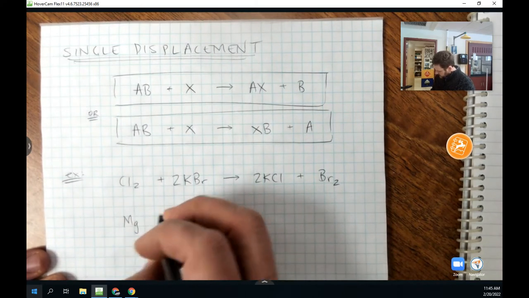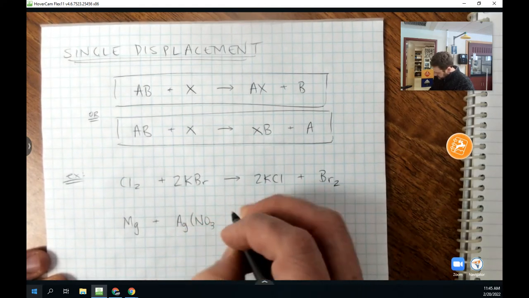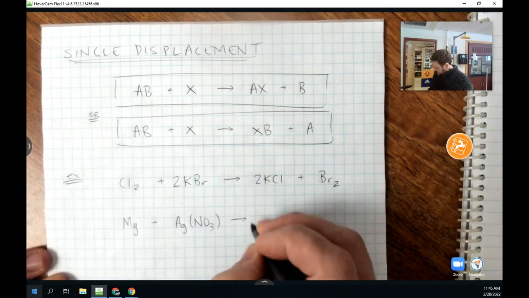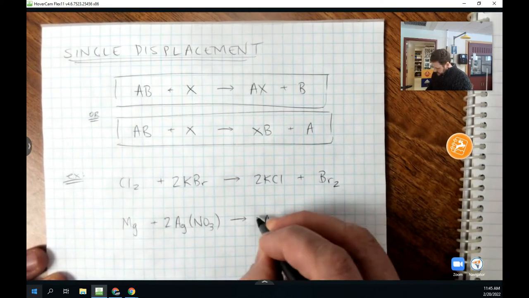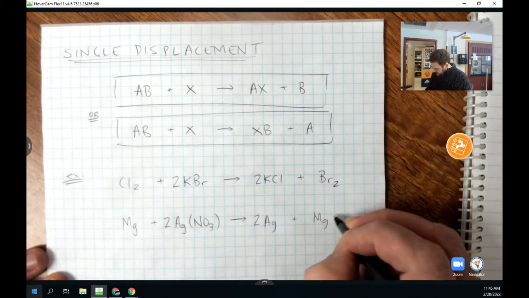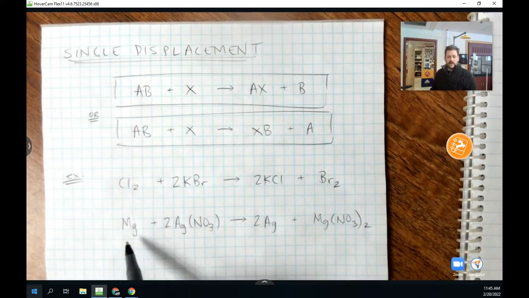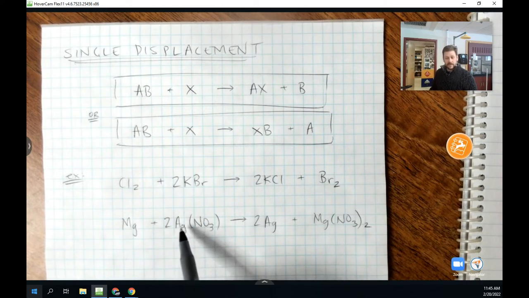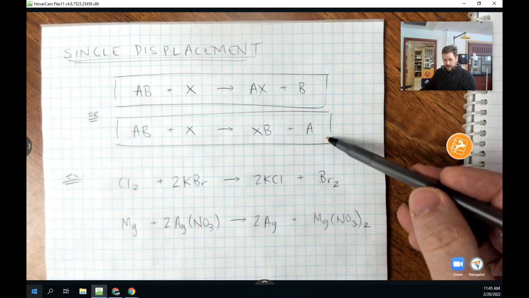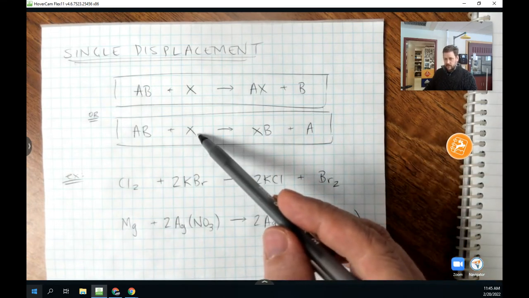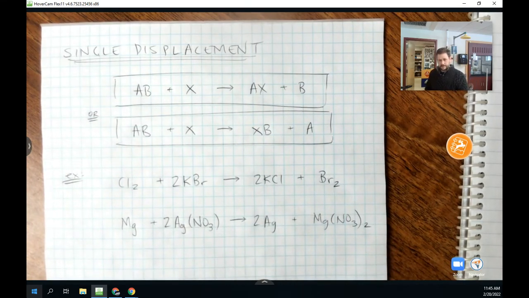Another example would be adding magnesium, for instance, to some silver nitrate. And here, I'm going to add coefficients as I go. We will displace silver and form magnesium nitrate. That's also a single displacement reaction where a metal displaces a metal. That would resemble this form of the equation, since the metal which is doing the displacing is going to take the cation's position.